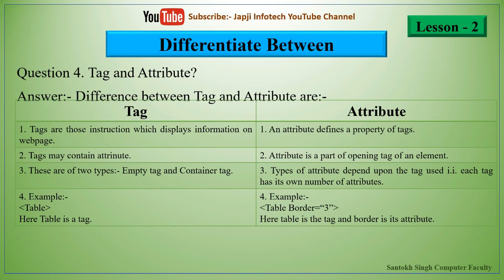So an example of a tag is the table tag as shown. It represents a tag, whereas for an attribute, left angle bracket table space border equal to 3. So border represents the attribute and table is the tag.